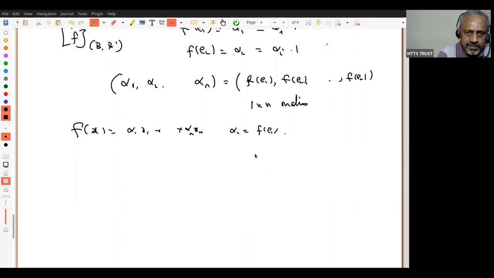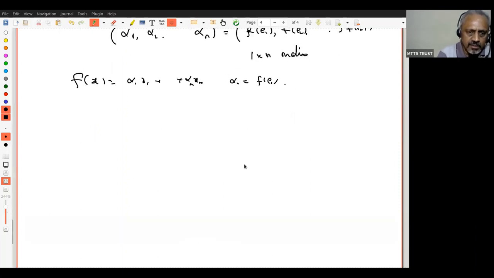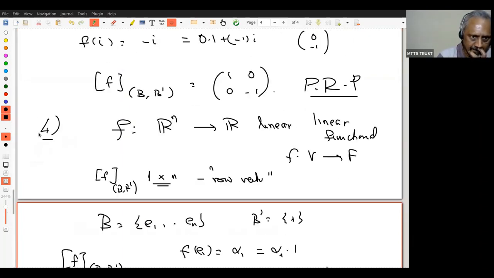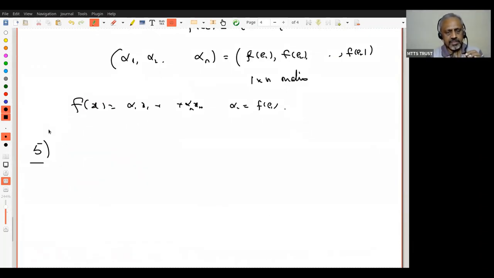You are sure? Okay. Now let me look at a different example. This is the fifth example possibly. I'm doing a lot of very simple-minded examples so that you become very, very confident, because I've seen students, even after coming to MSc, unable to write a matrix of a linear map. I just want you to get used to that.